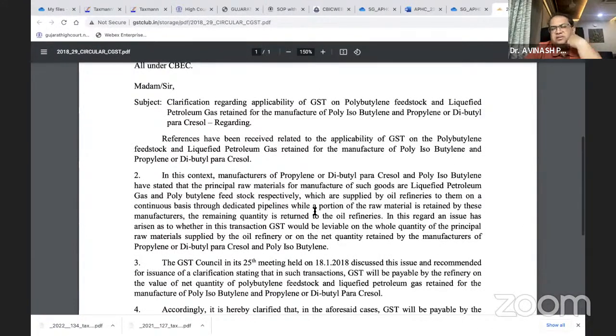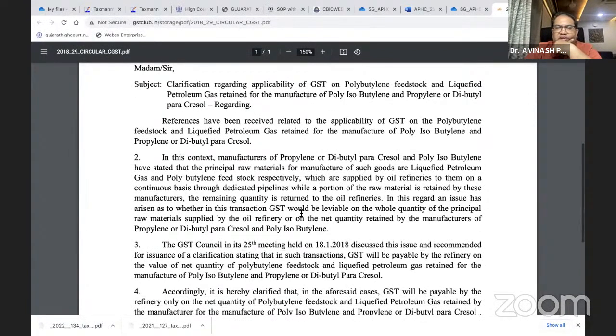In this context, the manufacturers of propylene or di-butyl paracresol or polyisobutylene have stated that the principal raw material for manufacture of such goods are liquefied petroleum gas and polybutylene feedstock respectively. So these are two things for two products. Propylene or di-butyl paracresol के लिए it is liquefied petroleum gas, and polyisobutylene के लिए it is polybutylene feedstock.